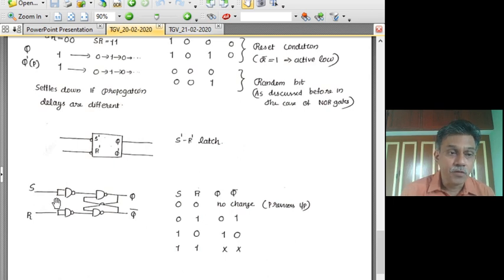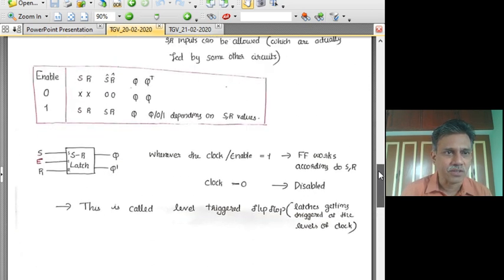Now again, if you want, we can have an enable signal as a third signal to control this SR latch. Instead of feeding S to both, being divided into two and then fed to this NOT gate, we can take both inputs of these two NAND gates, tie them together and call it E. If we do so, it will be an enabled SR latch as we have seen in the previous case.